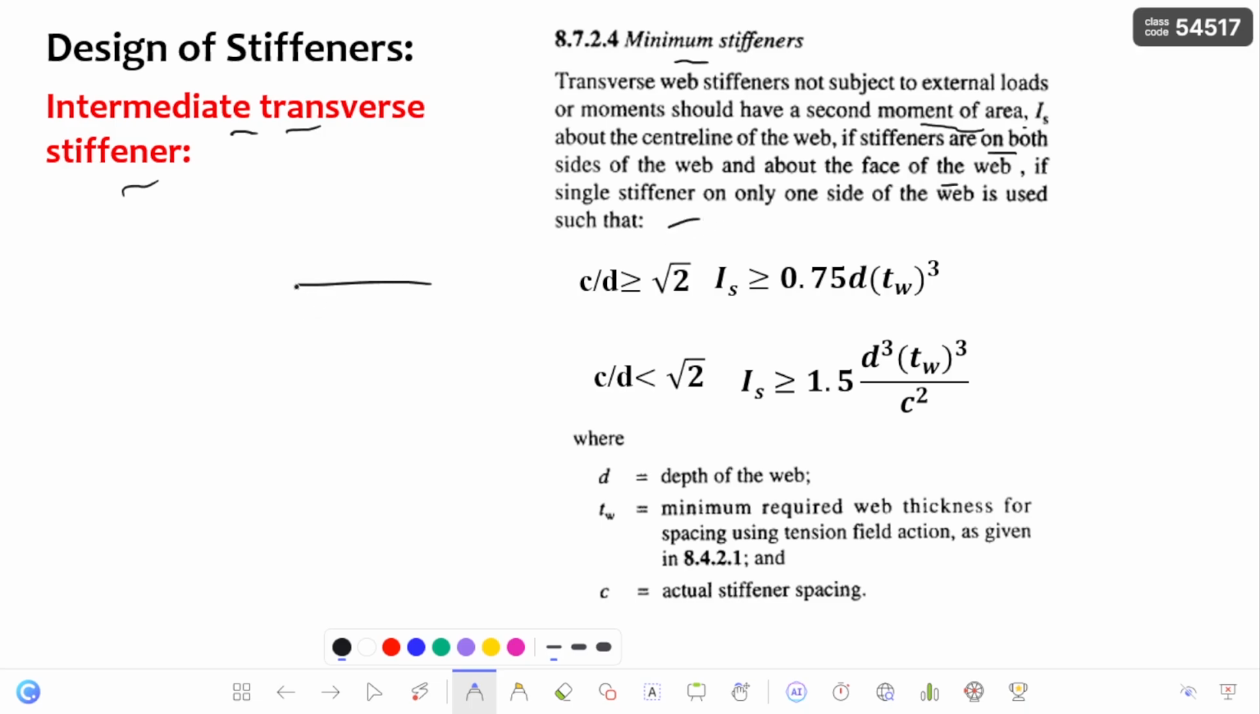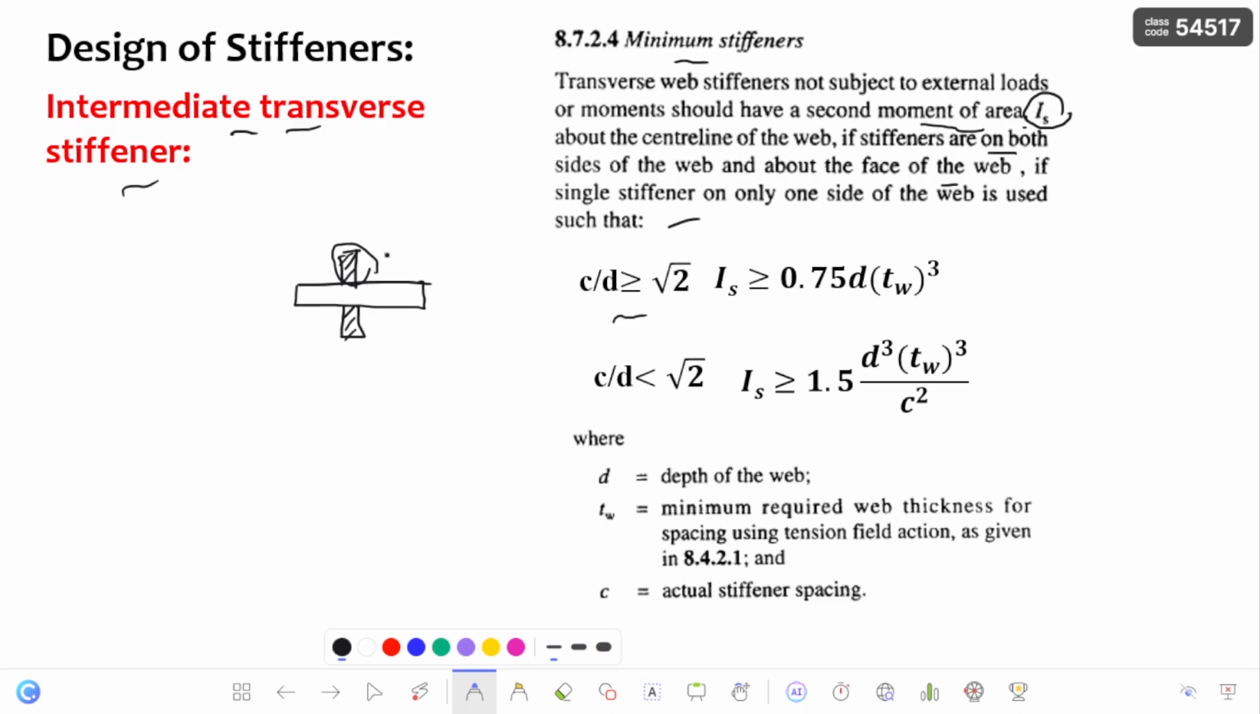For example, this is a web and this is a stiffener which is provided about the face of the web, and the cross sectional area of this stiffener should satisfy the minimum moment of area condition. Here you can observe that the minimum second moment of area is nothing but the moment of inertia, and it should be minimum such that, based on the C by D ratio, this minimum moment of inertia should be satisfied by the corresponding stiffeners, that is, the transverse stiffeners which are provided about the face of the web.